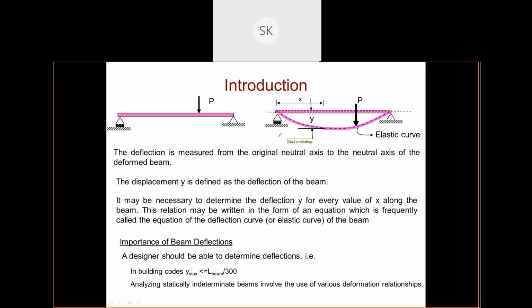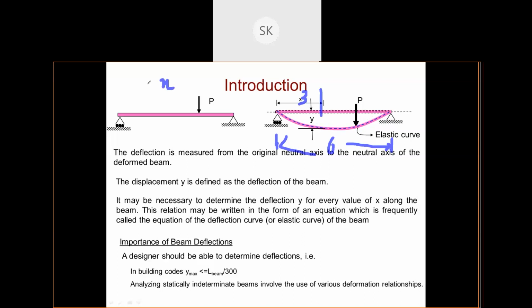Suppose your beam is 6 meters, and you need to find the deflection at 3 meters. How will you find it? The basic approach is that you need to find the equation of this elastic curve for different beams, simply supported beam, cantilever beam. You need to find the deflection equation first for the beam, in terms of x.